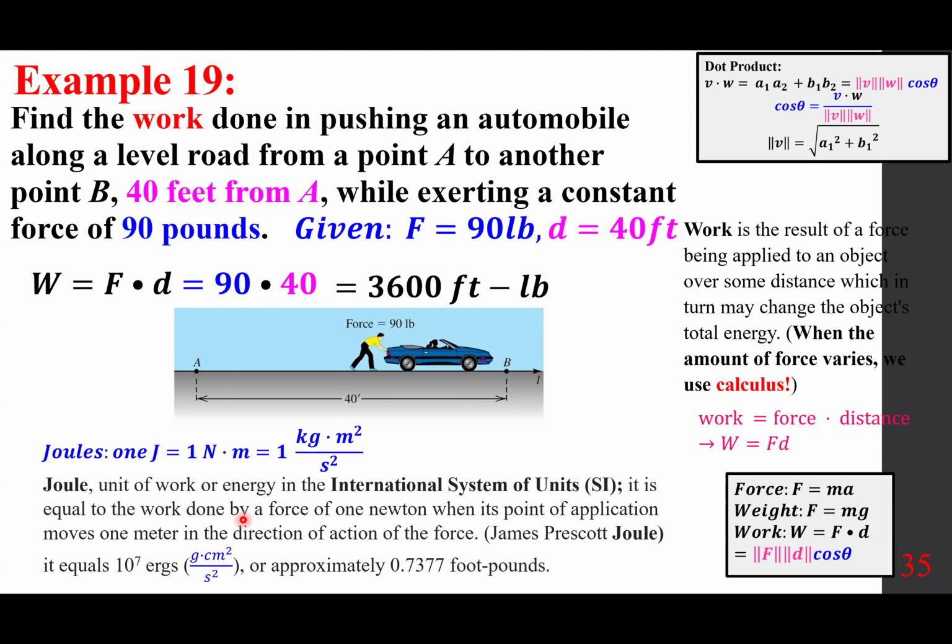It is equal to the work done by a force of 1 Newton when its point of application moves 1 meter in the direction of action of the force. James Prescott Joule, the unit is named after him. It equals 10 to the power of 7 ergs, or approximately 0.7377 foot-pounds. That is the relationship between the old British system, also known as US customary, versus the SI, the international system. You don't have to worry about it too much at this point.